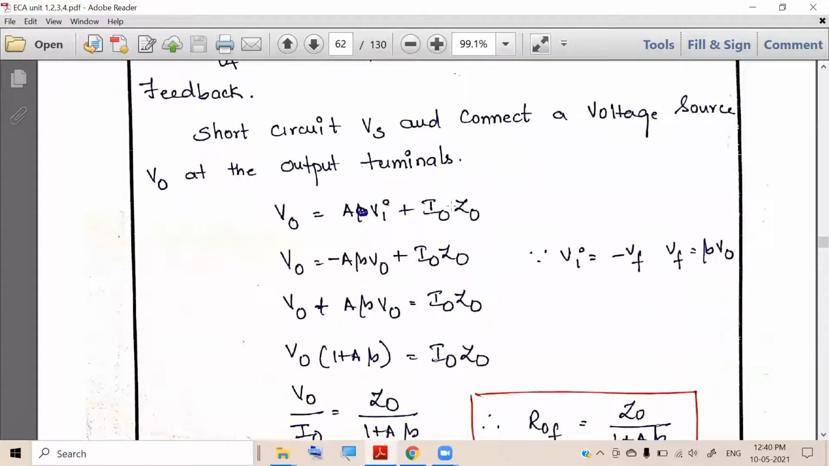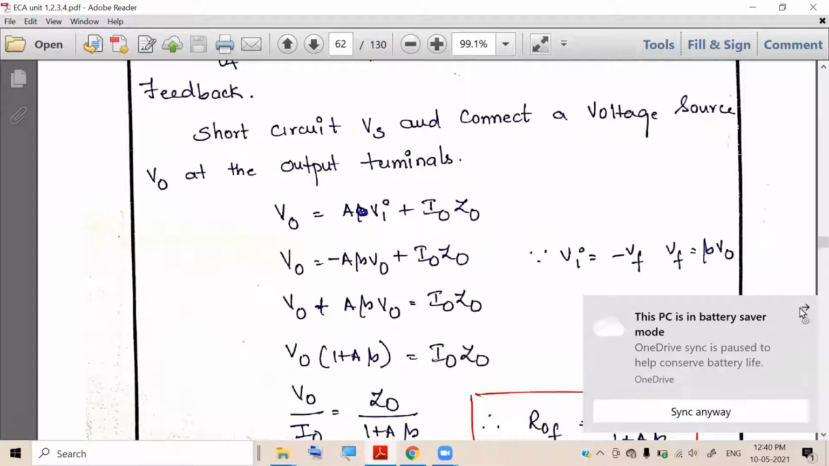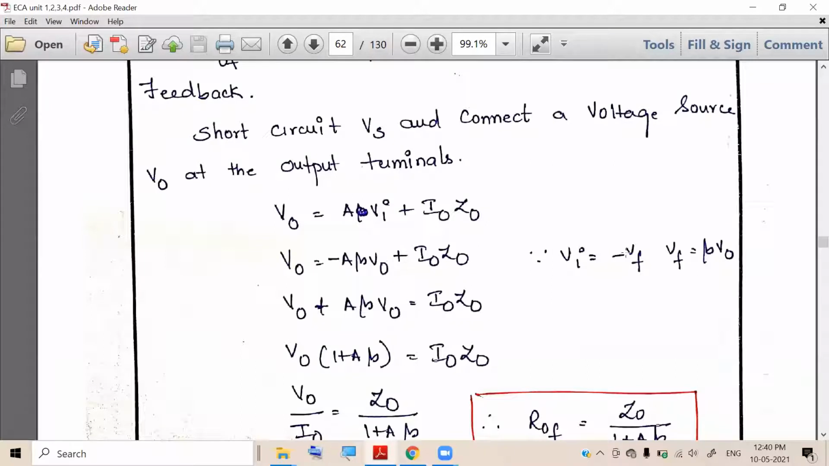So remaining everything as it is. Here V0 as it is. A as it is. In place of VI, we are writing minus beta V0. Then next, this minus term we are bringing to the LHS, it becomes plus, right? So V0 plus A beta V0 is equal to I0 Z0.